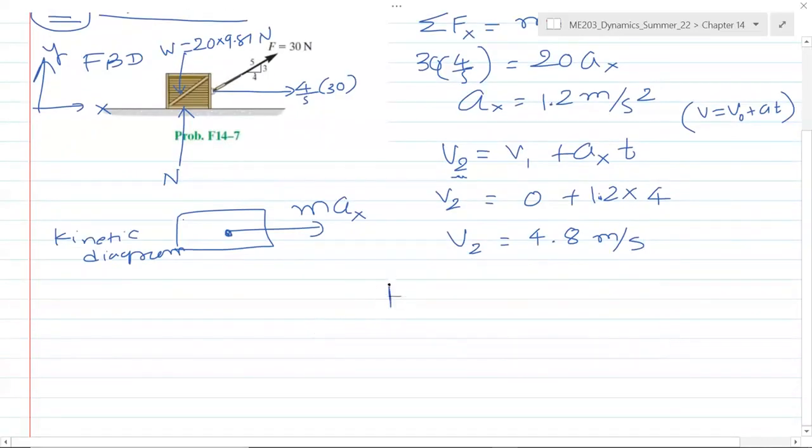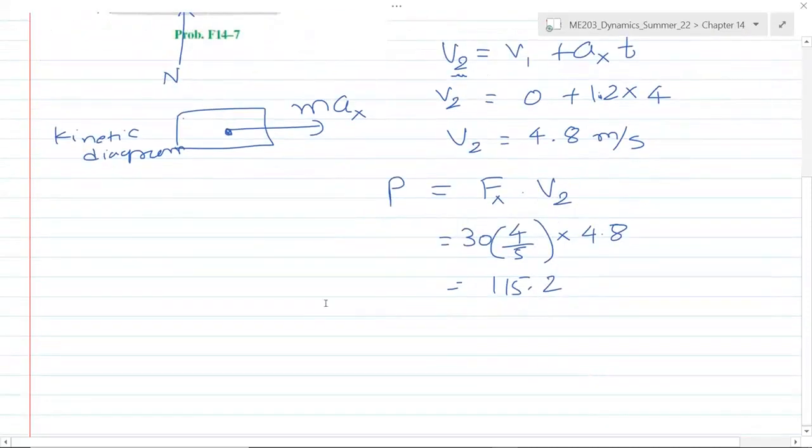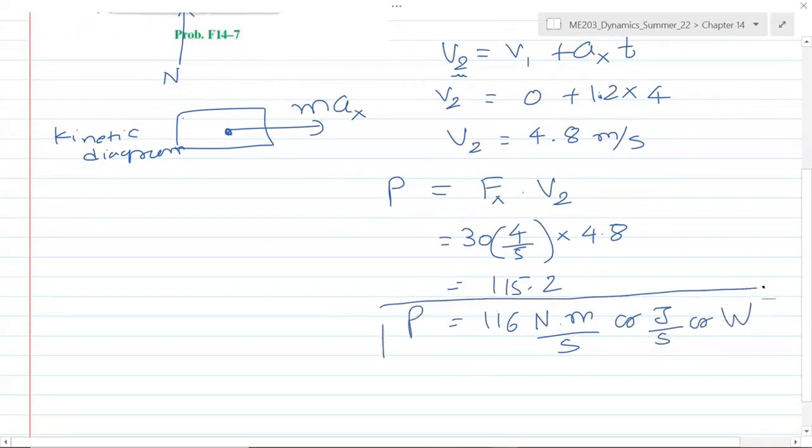And now the power of the force P is equal to Fx times V2, where Fx is the x component of the force, which is 30 multiplied by 4/5, multiplied by V2, which is 4.8. So this is 115.2. If we round it to three significant figures, this is 116 Newton meter per second, or joule per second, or watt. Okay, so that's how we have solved the problem.